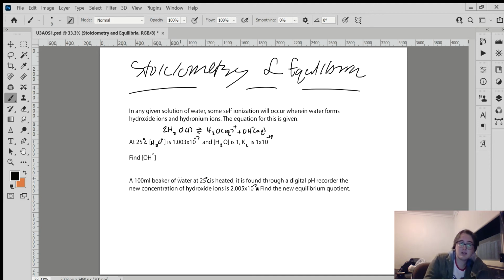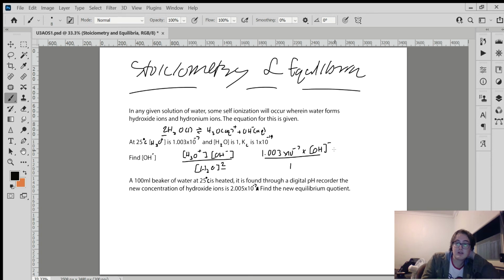So if we want to find OH minus, or the amount of hydroxide ions, we write the reaction quotient. So products over reactants. Remembering that there is a 2 here, so there's a 2 here as well. Say 1.003 times 10 to the negative 7, times OH minus, the minus goes on the inside, equals 1 times 10 to the negative 14. And then from the calculator, dividing this by this, we get 1.003 times 10 to the negative 7 mole per liter of hydroxide.